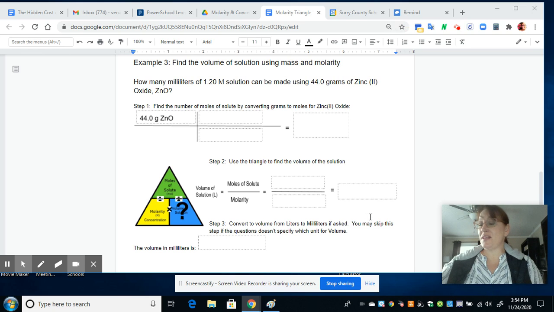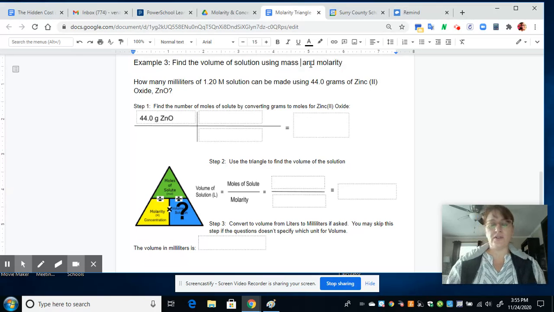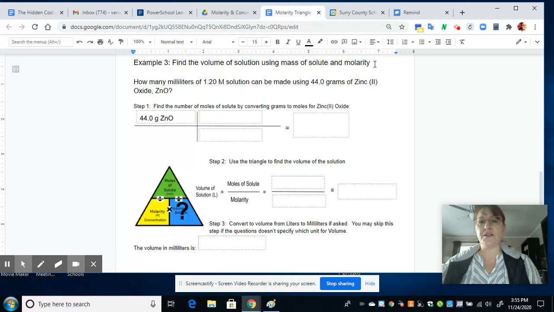So we are doing the molarity triangle tutorial, and let's take a look at example number 3. In this example, we're looking for the volume of the solution, and they're going to tell me the mass of the solute, and they're going to tell me its molarity or its concentration. And first thing I want to say is when you use the triangle or you use the molarity calculation, you're actually going to be calculating the volume of the solution.